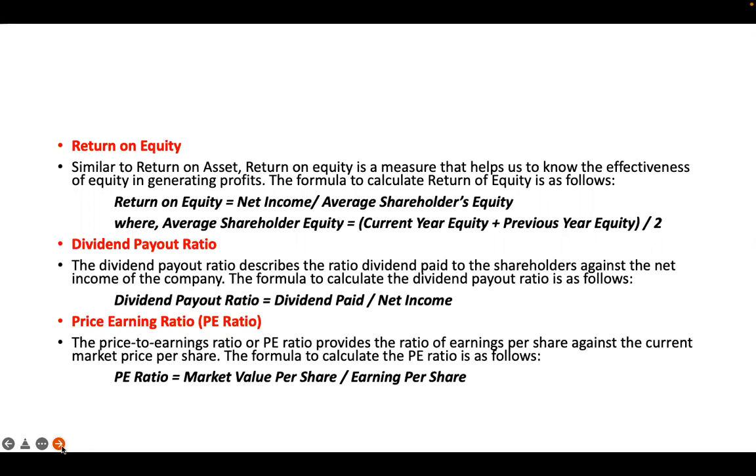And then the price earnings ratio, what we call the PE ratio. The price to earnings ratio, or PE ratio, provides the ratio of earnings per share against the current market price per share. So how much can our share earn against the current market price of the share? The current market price of that share is whatever is running now. The formula is simple: market value per share divided by earnings per share. How much our share is able to earn, and what its market value per share is. This is how we calculate the price earnings ratio.